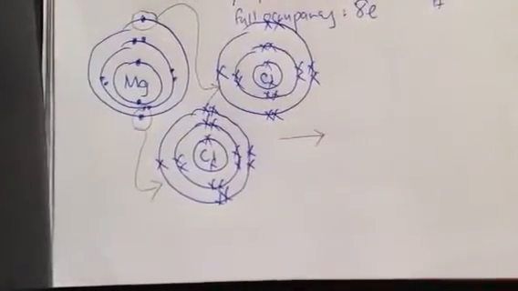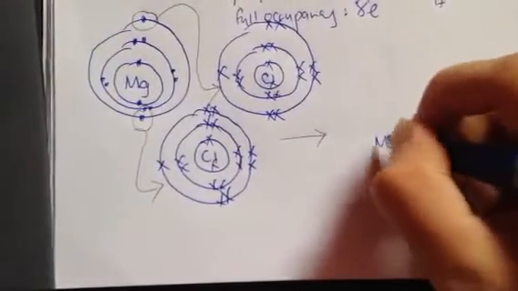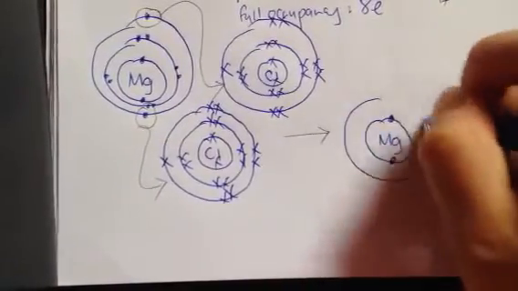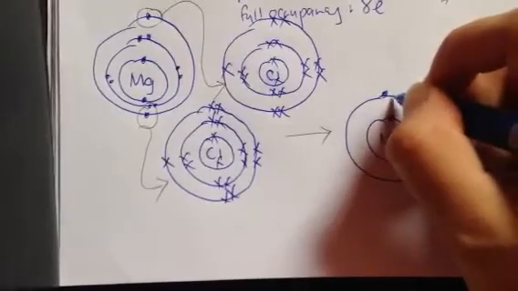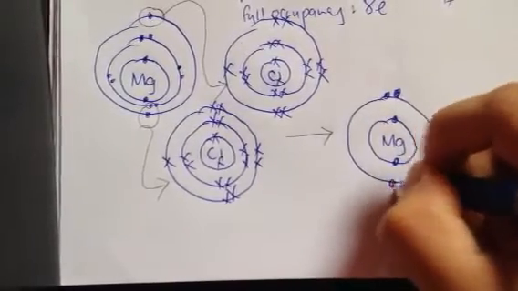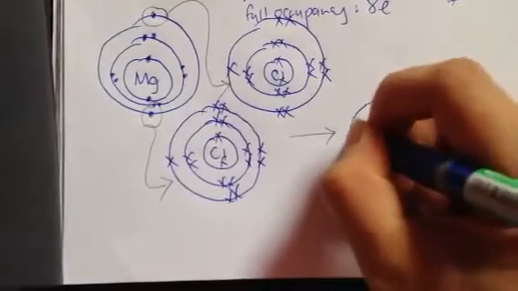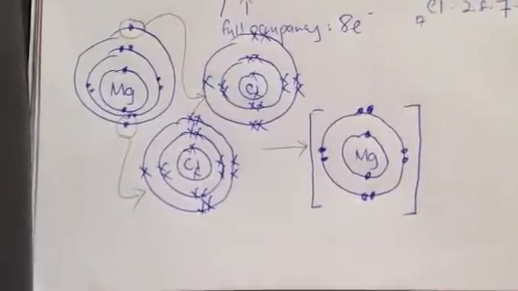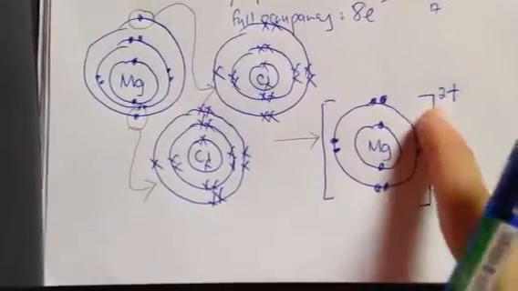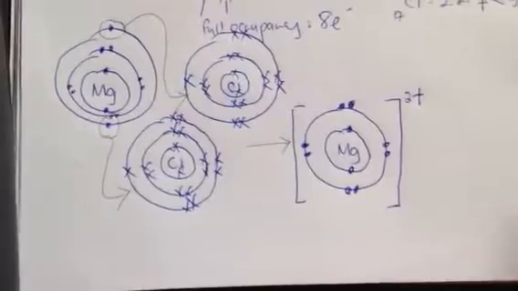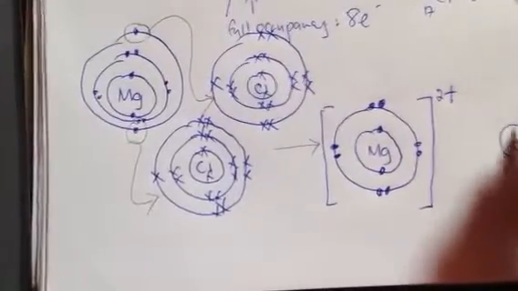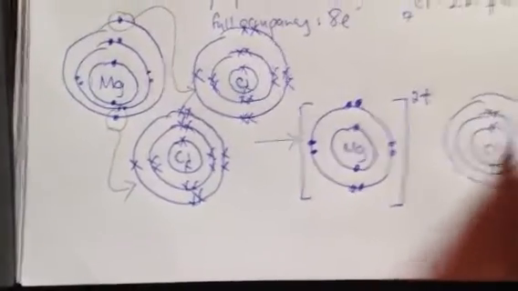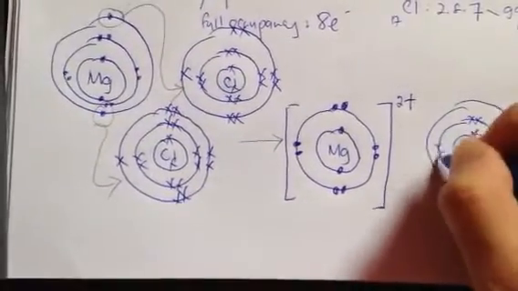Next, to show the final product, for magnesium, it will only be left with 2 electron shells now, because all the valence electrons in the third shell have been given away. So this is how magnesium looks now. And it is no longer an atom, it is an ion, because losing 2 electrons will give it a 2 plus charge. Now for chlorine, it will still have 3 shells. So we will draw it properly, nicely, and neatly.